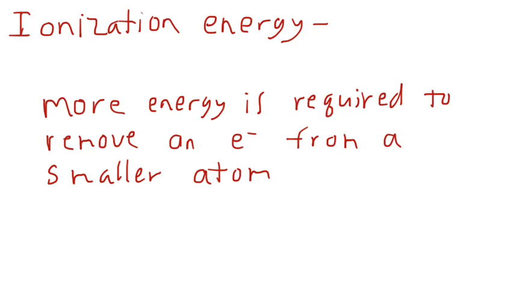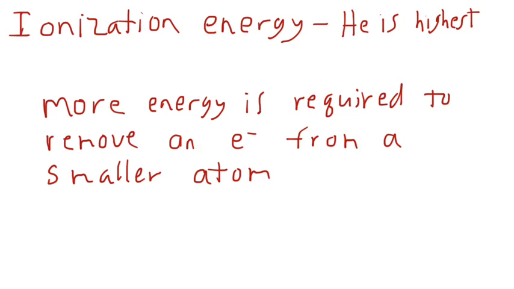So think to yourself, which element on the whole periodic table would have the highest ionization energy because it's the smallest atom? So I told you to remember the smallest atom was helium. So helium would have the highest ionization energy. Because its electrons are closest to the nucleus, it would take the most energy to remove one. So remember that helium has the highest ionization energy because it's the smallest atom.